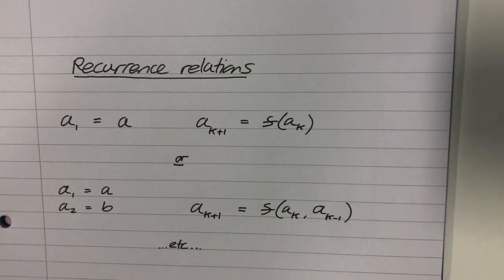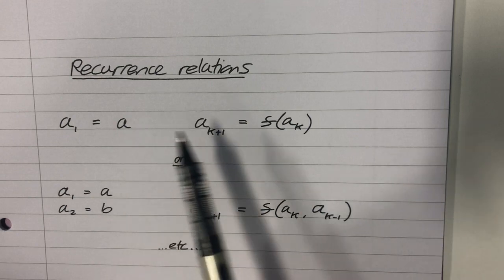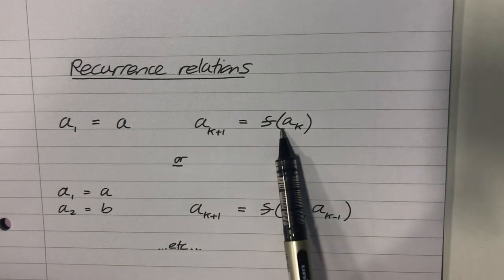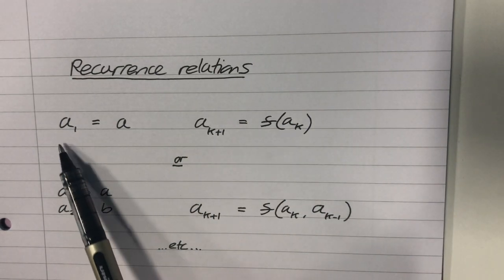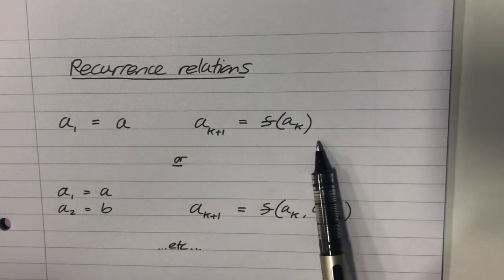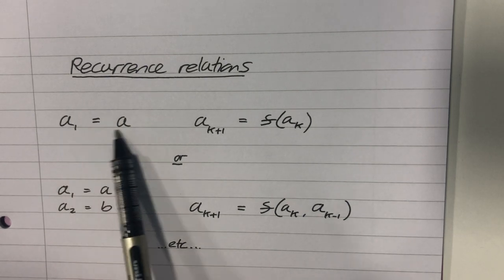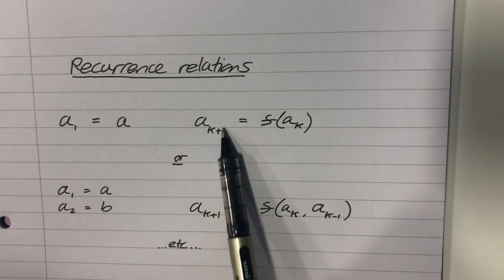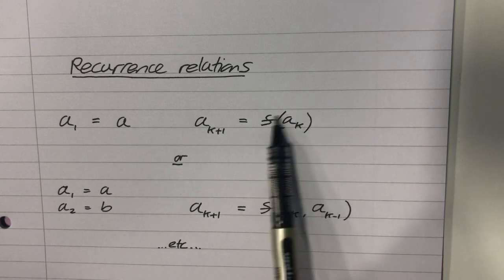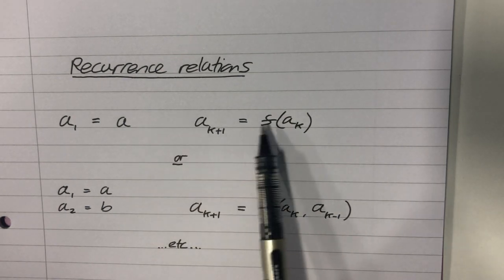So a recurrence relation is a definition of a sequence such that you're given a number of terms and then you are given the next term in terms of previous terms. So in this example here, this is what's called a first order recurrence relation because you are only given one term of the sequence and you are given the next term in terms of the previous term. Okay, as a function of the previous term. So I'll look at some examples of that in a minute.